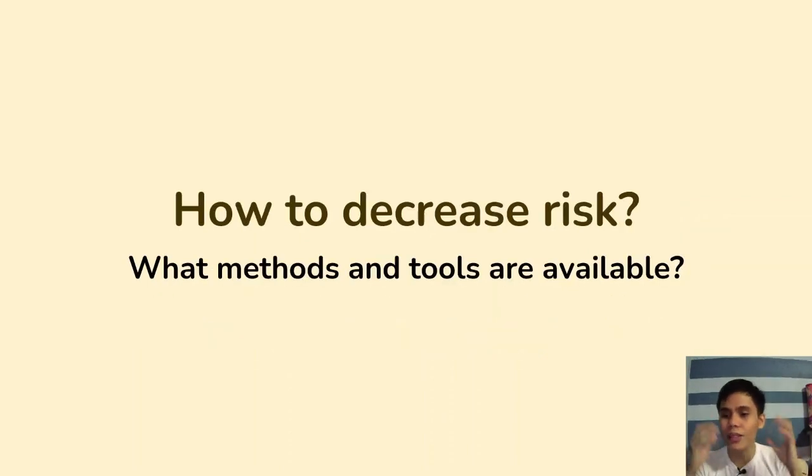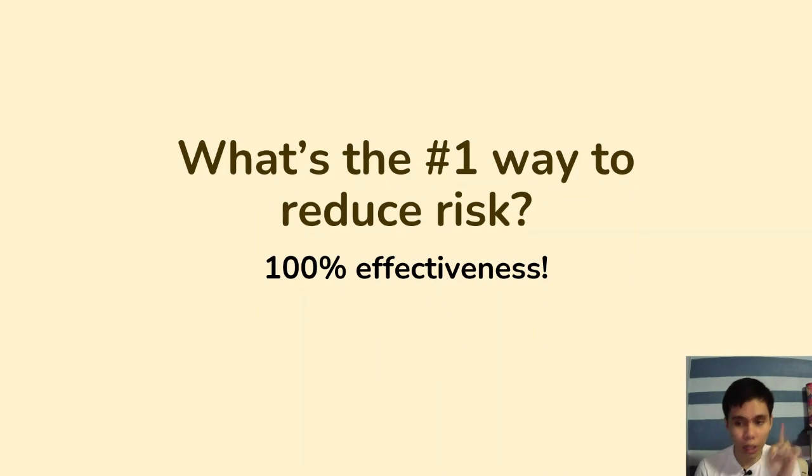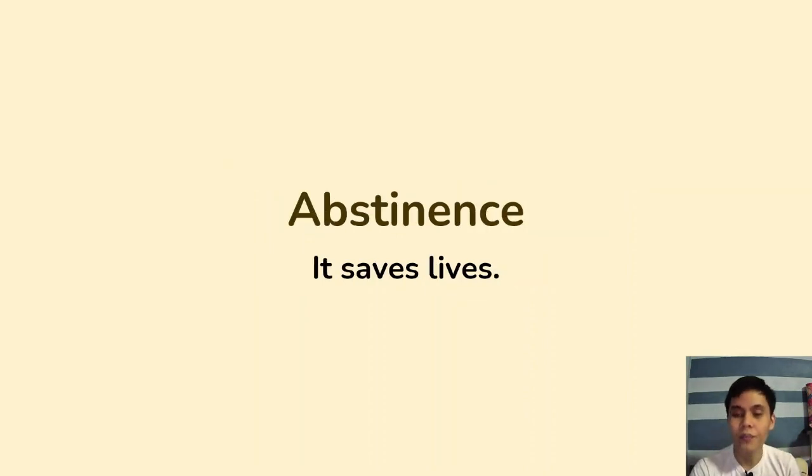So how do we decrease risk? How do we decrease the risk of all these infections and decrease the risk of unwanted pregnancy? What methods and tools are available? The number one way, with 100% effectiveness, where there's absolutely no chance of getting any STDs or unwanted pregnancies, is abstinence. Basically, just don't have sex. If you're not ready for a baby, or if you don't want to go through the worry of getting AIDS or venereal diseases, just don't have sex.